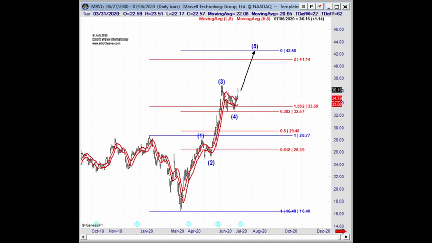What's the wave count? Well, again, the moving averages, I think, allow you to zero in or bring into focus more quickly or more easily the underlying structure of the market.